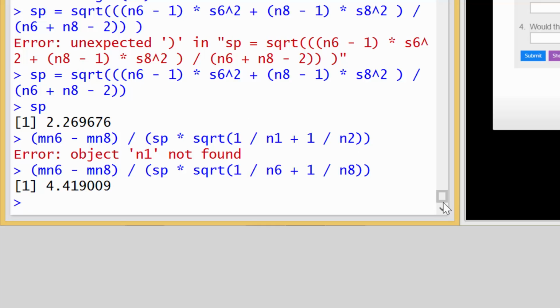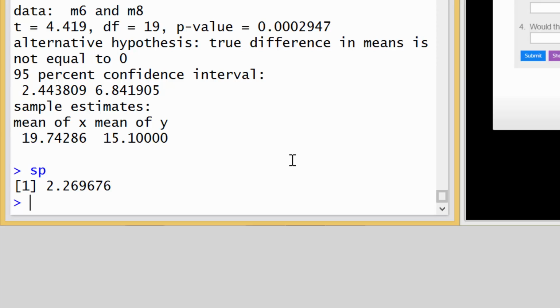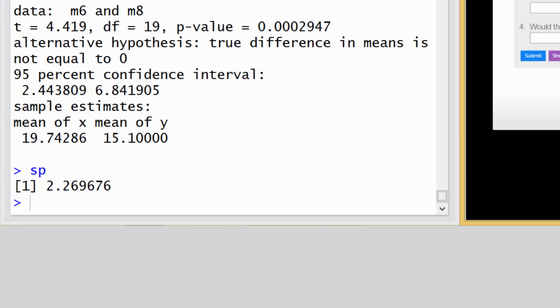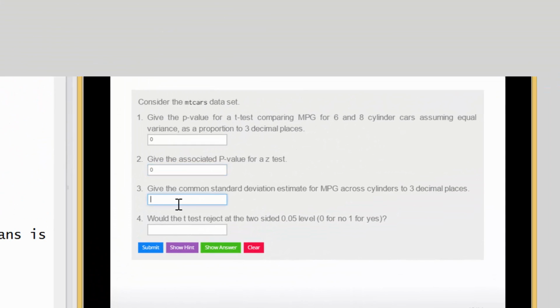Let me just scroll back to my t-test. There we go, and there it is, 4.419. So that also gives me my pooled variance estimate, 2.26. So let's see, I can fill in some of my answers here. The first p-value was 0 to 3 decimal places. The second p-value was 0 to 3 decimal places. The common standard deviation was 2.2696676.